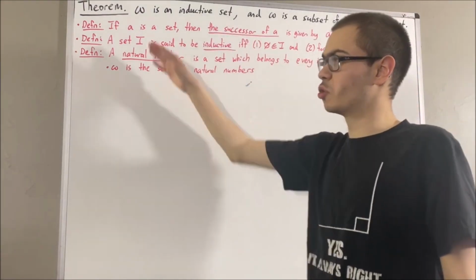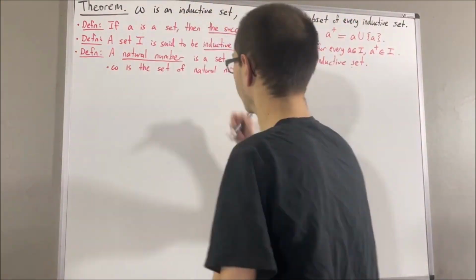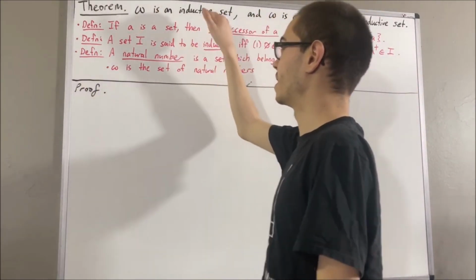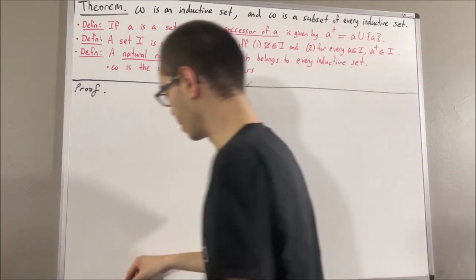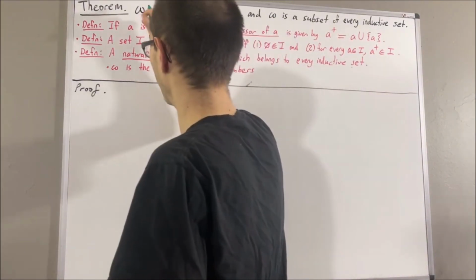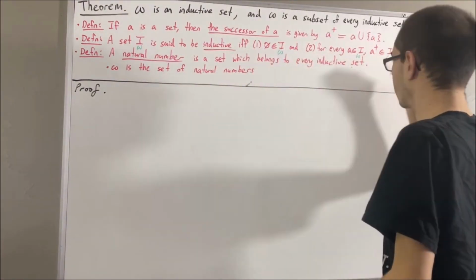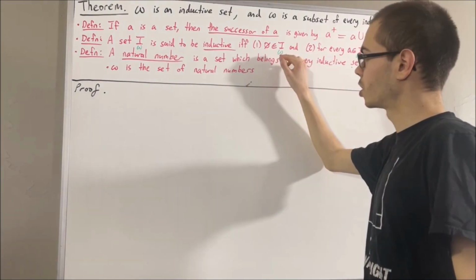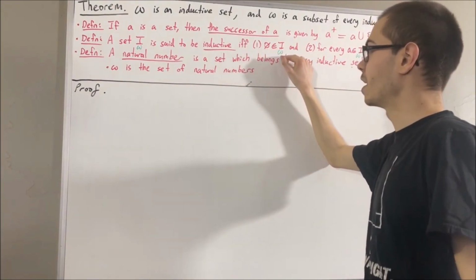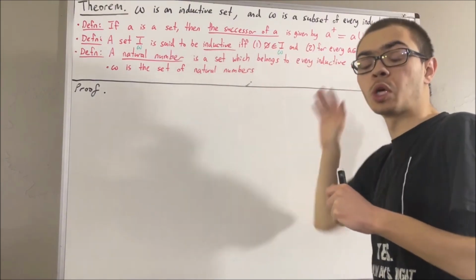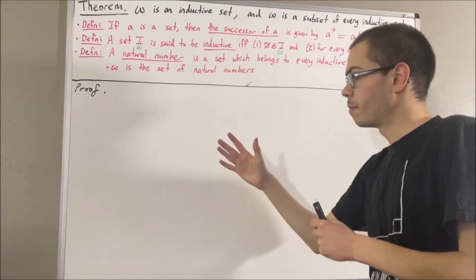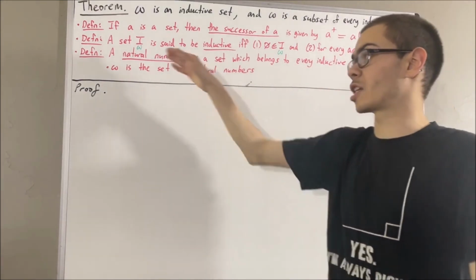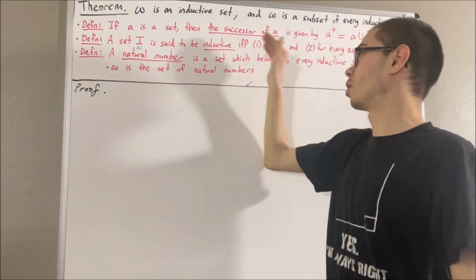So now, let's get into proving this theorem. To start on the proof, we're first going to prove that omega is an inductive set. And in doing so, we're replacing I with omega. And so first, we want to show that the empty set is an element of omega. To show that, it suffices to show that the empty set belongs to every inductive set. Because if the empty set belongs to every inductive set, that means the empty set is a natural number, which means the empty set belongs to omega.